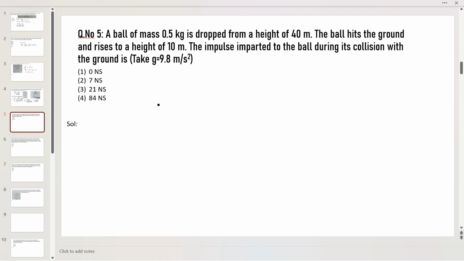So when the ball is dropped, your final velocity V square will be equal to 2gh. So v will be root of 2 into 9.8 into 40, since it falls through 40 meters. So this comes out to be 28 meter per second.